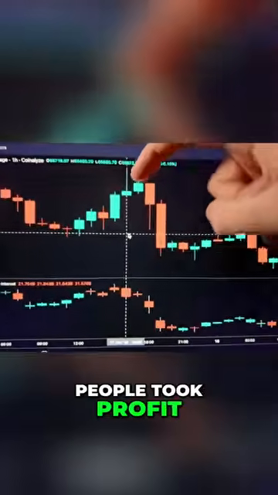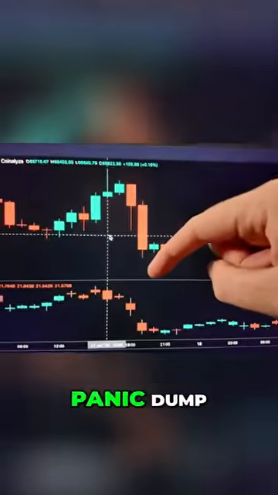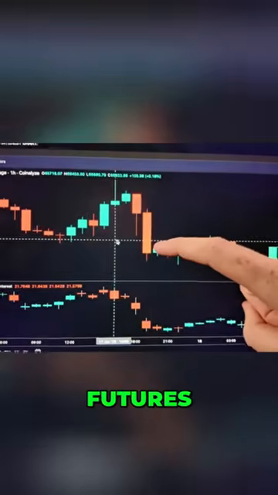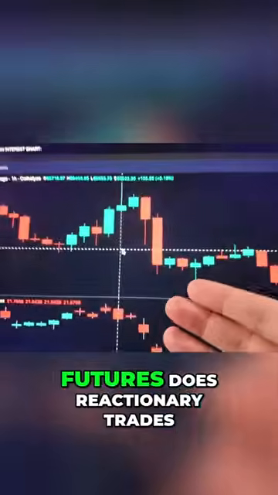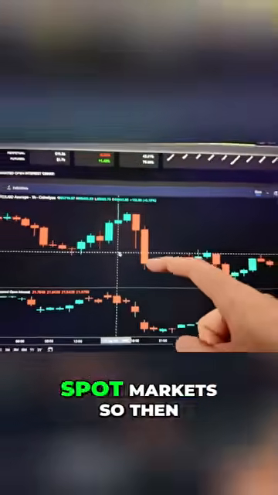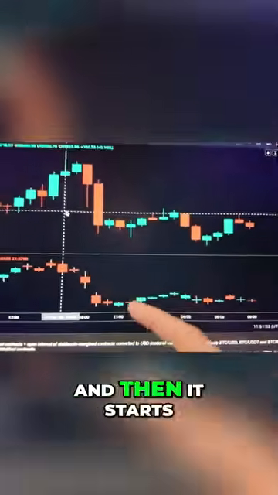So we can see people took profit, but that profit taking quickly turned into a panic dump because, as I always say, futures doesn't do market direction. Futures does reactionary trades that are triggered by spot markets. So then the liquidity drops off and then it starts rising again.